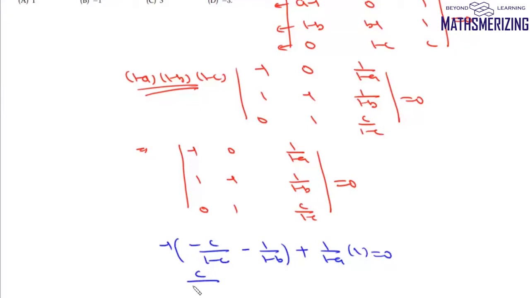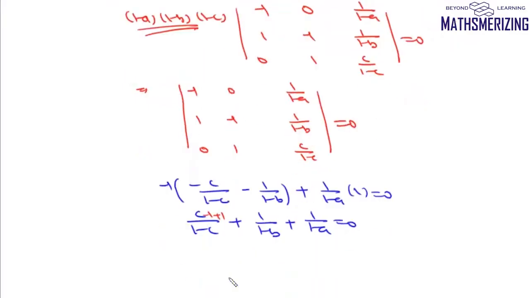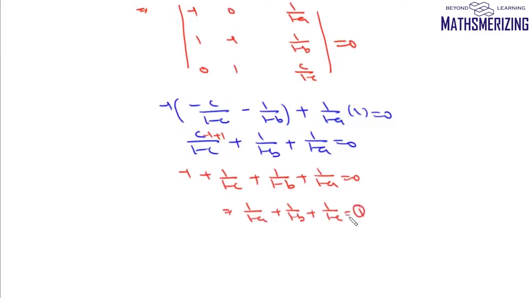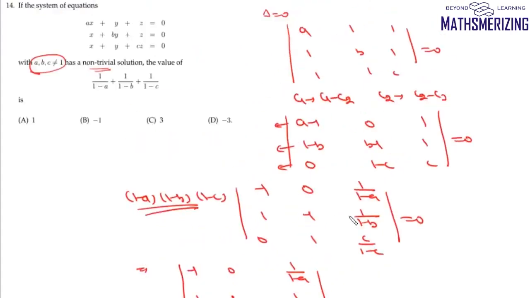So we'll write this as C upon (1 minus C) plus 1 upon (1 minus B) plus 1 upon (1 minus A) is 0. Now what we'll do is we'll add 1 and subtract 1. So we can write this as minus 1 plus 1 upon (1 minus C) plus 1 upon (1 minus B) plus 1 upon (1 minus A) as 0. So from here we'll write 1 upon (1 minus A) plus 1 upon (1 minus B) plus 1 upon (1 minus C), and this value is equal to 1. So the answer to this question is 1, and that's your option number A.